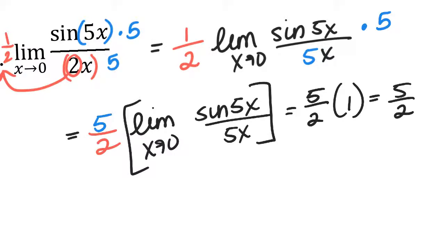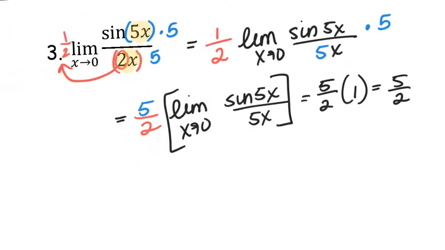So many of you probably figured out that there is a little bit of a trick: the coefficient of x with the sine, over the coefficient of x in the denominator, is going to be whatever the limit is.